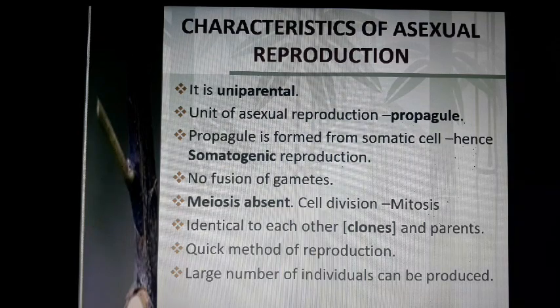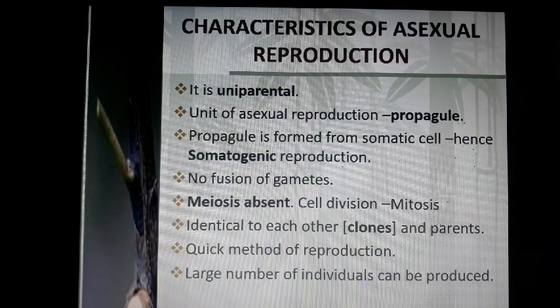In asexual reproduction, the newly formed organisms are identical to each other as well as they are identical to their parents. Such identical organisms are called clones because they have a genetic similarity as well with each other. This is a quick method of reproduction, and in this, large number of individuals can be produced in a short span of time.